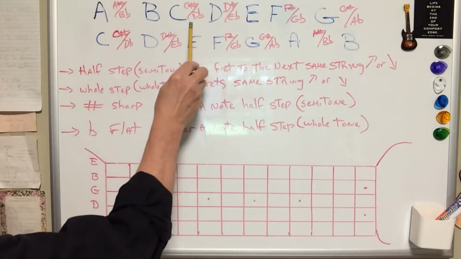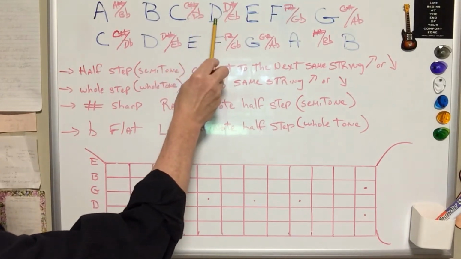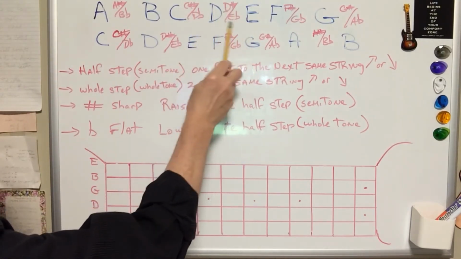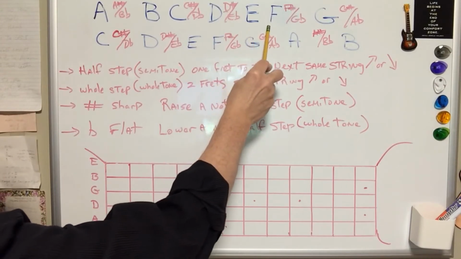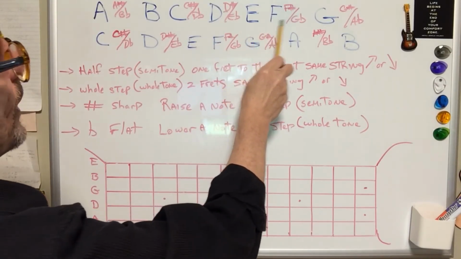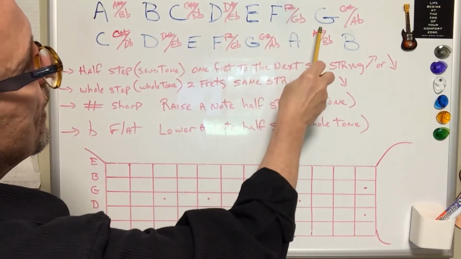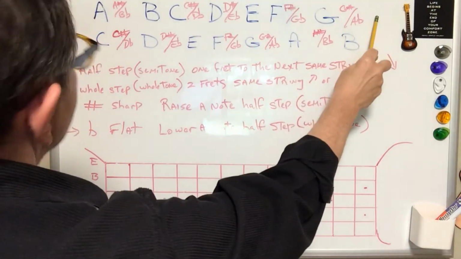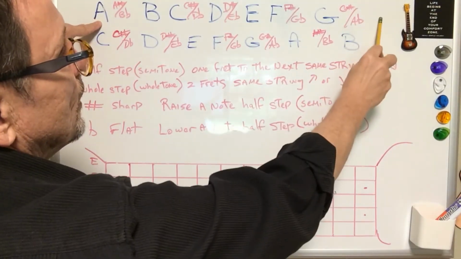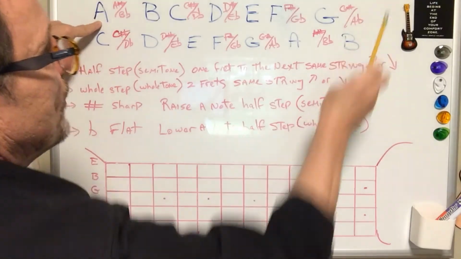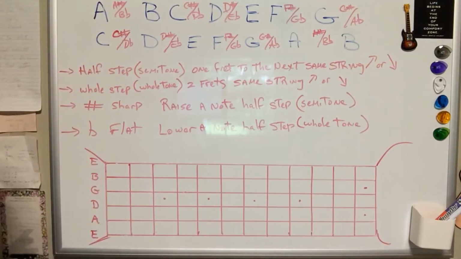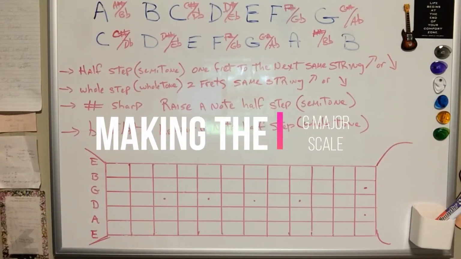Between C and D, either C sharp or D flat. Between D and E, D sharp, E flat. Not between E and F, no sharp or flat. Between F and G is F sharp or G flat. Between G and A, because there would be an A here, G sharp or A flat. So, come back in a second, and we're going to see how to make a major scale.